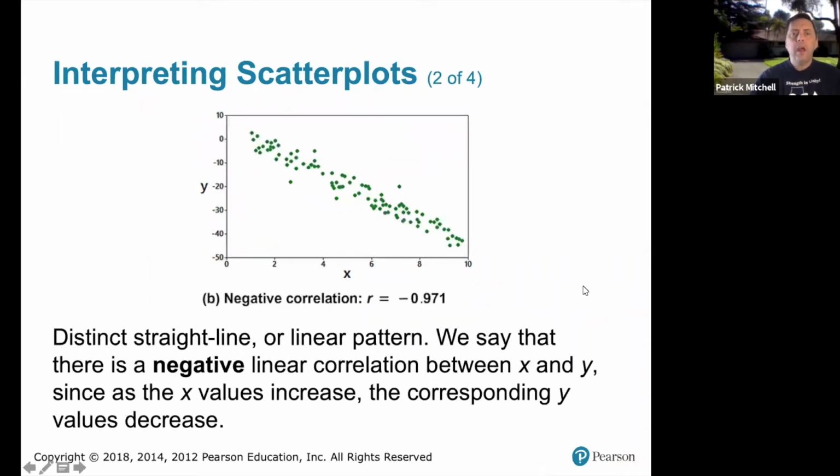There we go. All right, on the other hand, this would be an example of a negative correlation. We see a distinct straight line or linear pattern, and we say that there is a negative linear correlation between X and Y, since as the X values increase, the Y values decrease. If you were to put a straight line over this scatter plot, that straight line would have a negative slope. So again, in the next section, we'll talk about how to find the equation of that line.